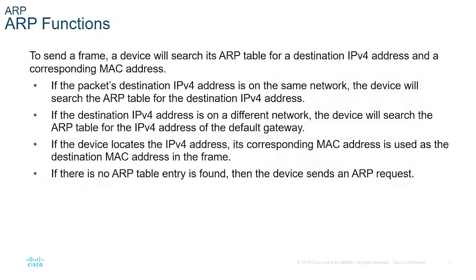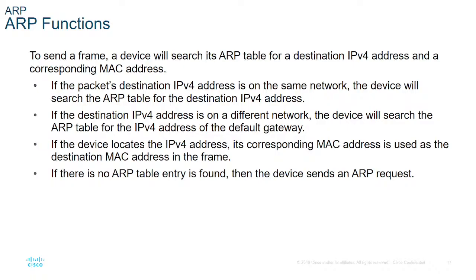So to send a frame, a device will search its ARP table for a destination IP address and the corresponding MAC address. If the packet's destination IP version 4 address is in the same network, the device will search the ARP table for the corresponding destination IP version 4 address. If the destination IP version 4 address is on a different network, the device will search the ARP table for the default gateway. Remember, it has to send anything going out of the network to the default gateway. For that reason, it has to use the MAC address of the default gateway. If the device locates the IP version 4 address, its corresponding media access control address is used as the destination MAC address of the frame.